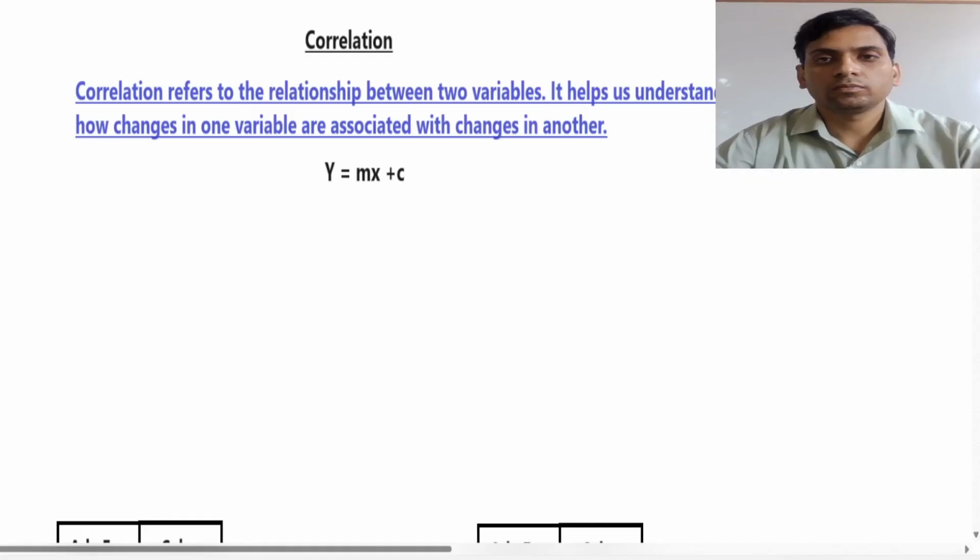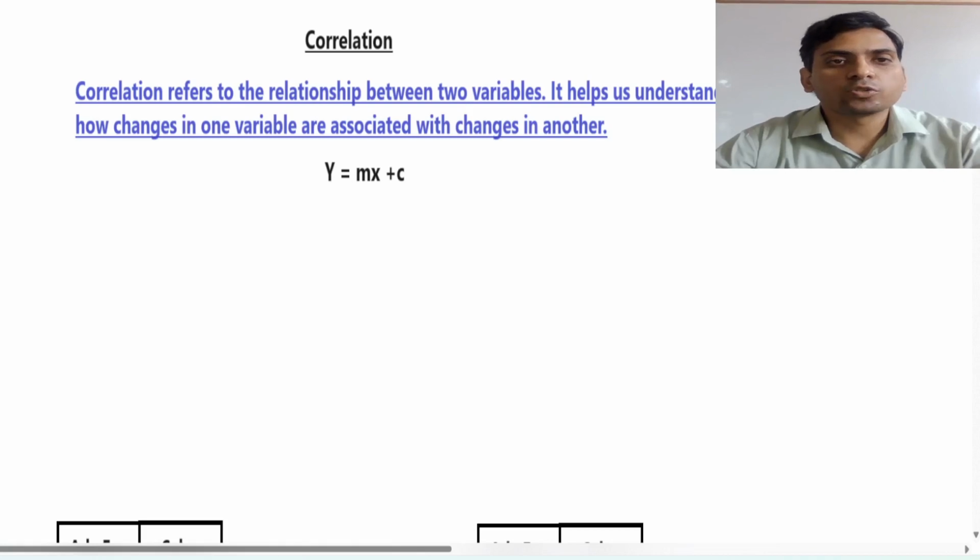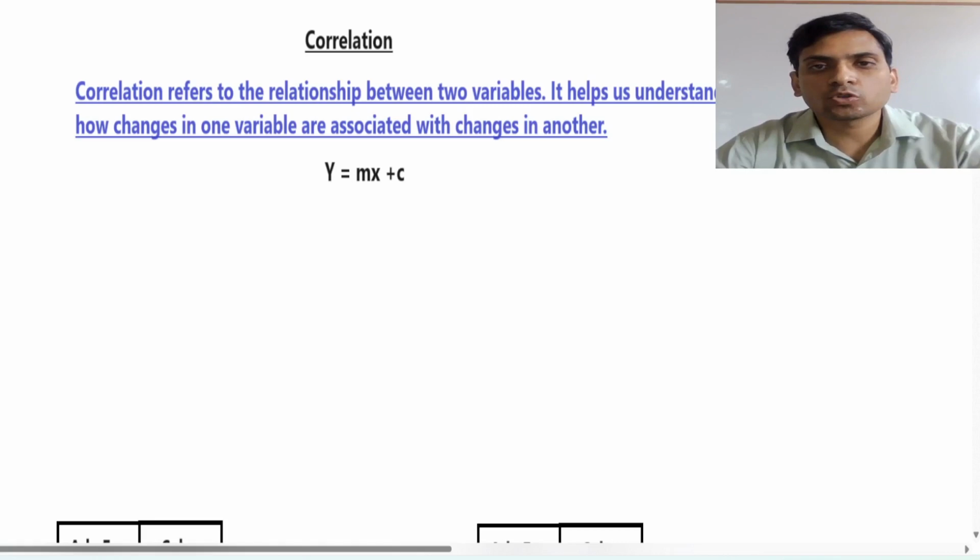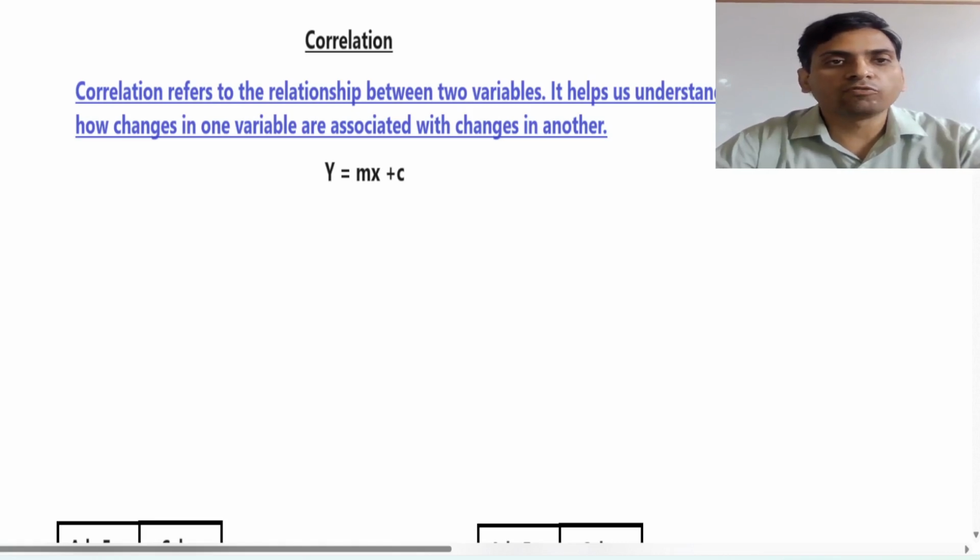Hello everyone. So in this lecture we will see the concept of correlation. This means the relationship of two or more variables. Correlation refers to the relationship between two variables. It helps us to understand how changes in one variable are associated with change in another variable.